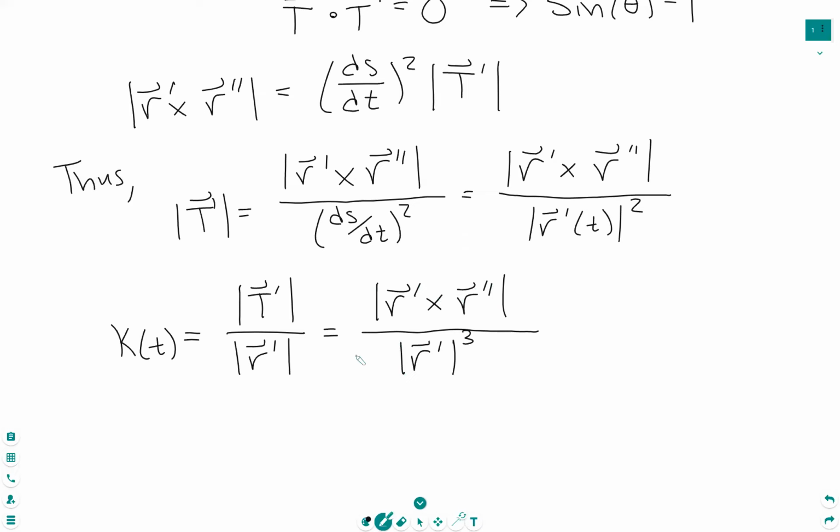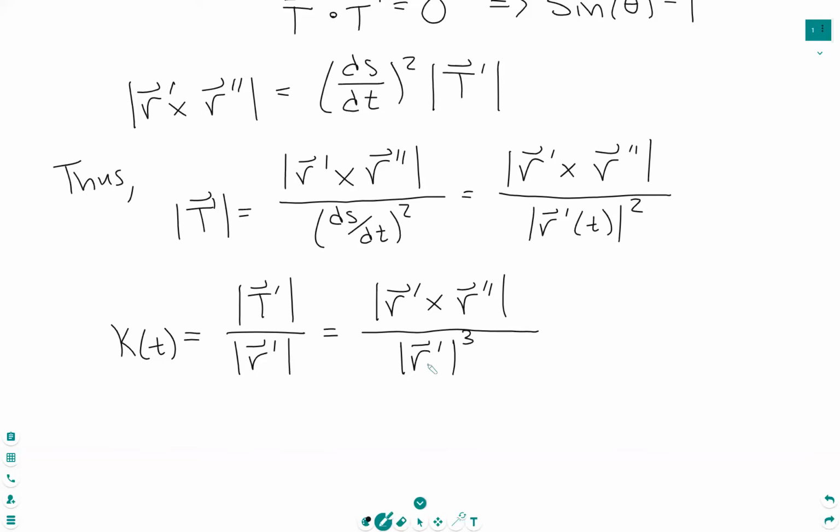And this is most likely the approach that you'll use most of the time, right? Because we'll give you some parameterization, or maybe you find the parameterization yourself, and you have r. Well, then it's easy to find r prime. It's easy to find r double prime. And then we need to look at the magnitude of their cross product as well as the magnitude of r prime. And then there, we have curvature as a function of t. So we are able to plug in some t value and know exactly what the curvature is at that specific location.